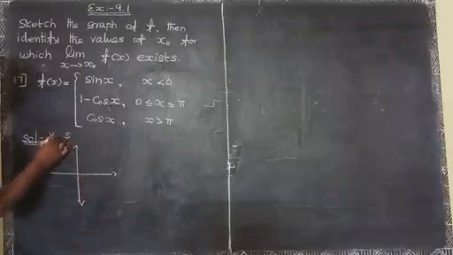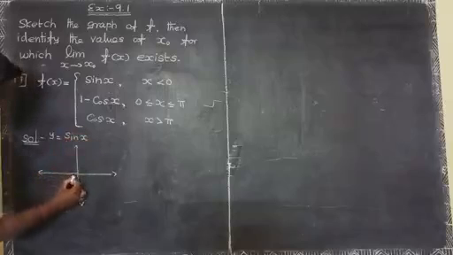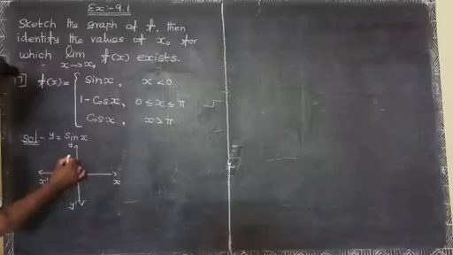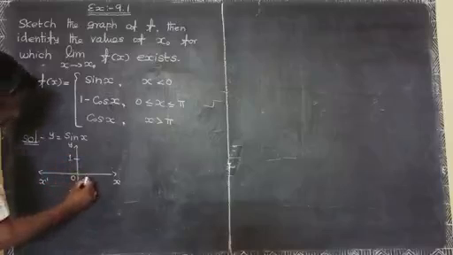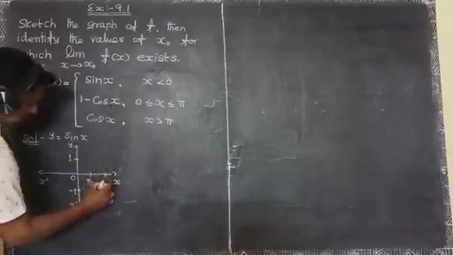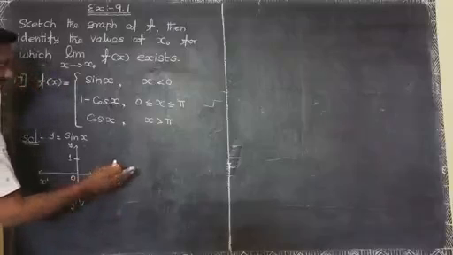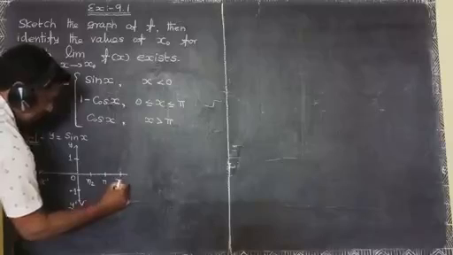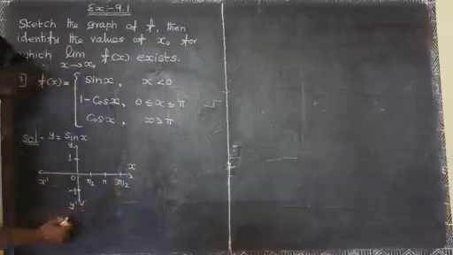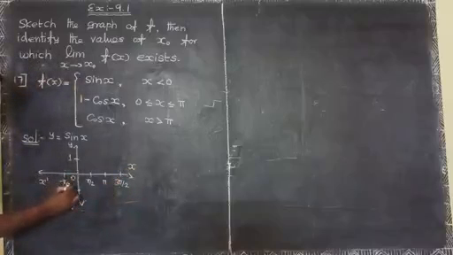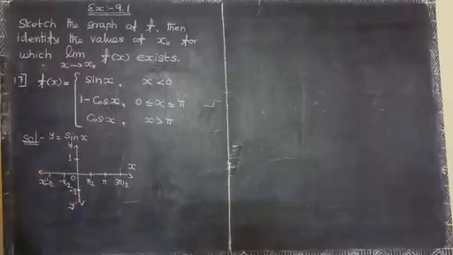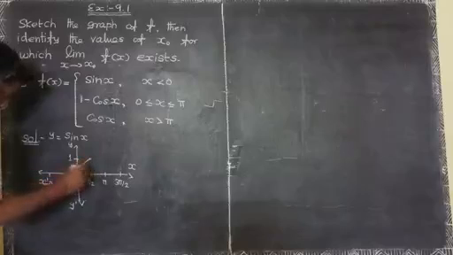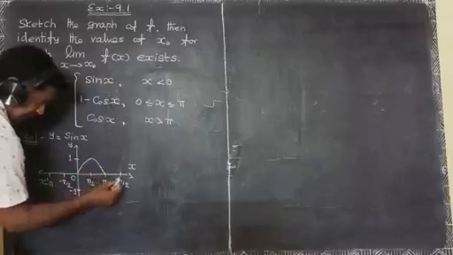Sin x, y equals sin x. Draw the x axis and y axis, origin 0. This is 1, this is minus 1, 0, pi by 2, pi, 3 pi by 2 and so on, and minus pi by 2, minus pi on the other side. For y equals sin x: sin 0 is 0, sin pi by 2 is 1, sin pi is 0, sin 3 pi by 2 is minus 1.